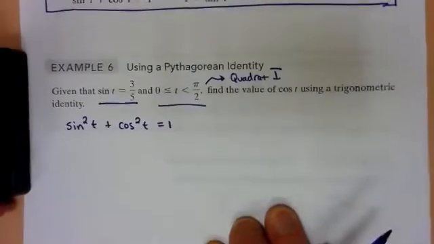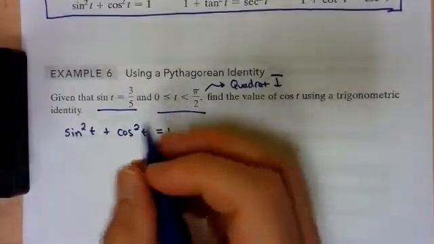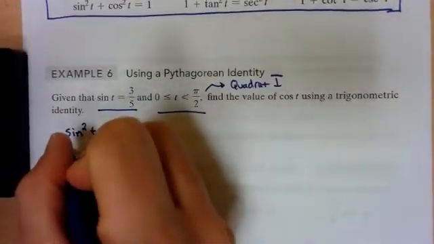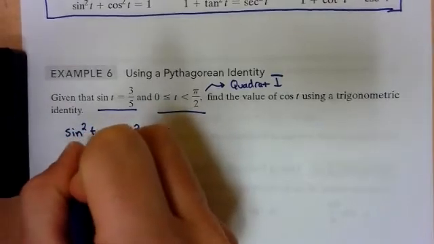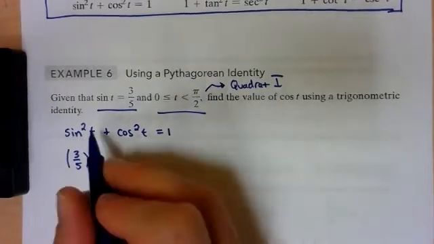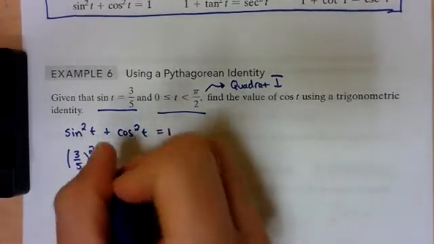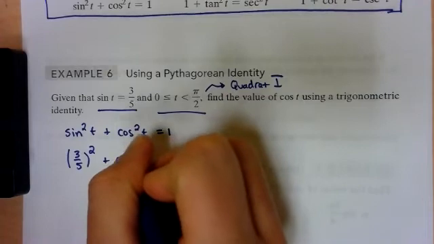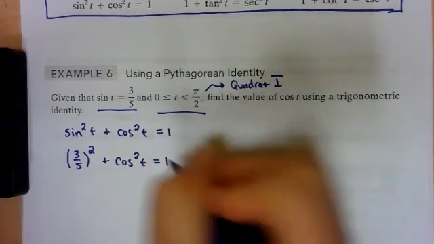All right, so we know the value of sine of t, which is 3/5. So really what we have here is 3/5 squared. That's taken over for the sine of t squared. And that's going to allow us to find cosine of t.